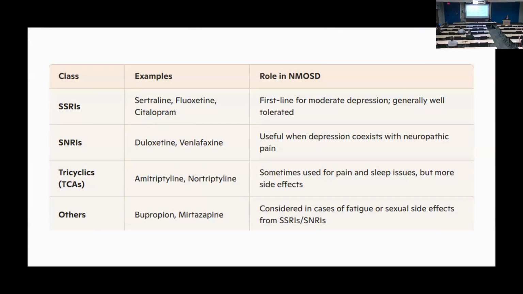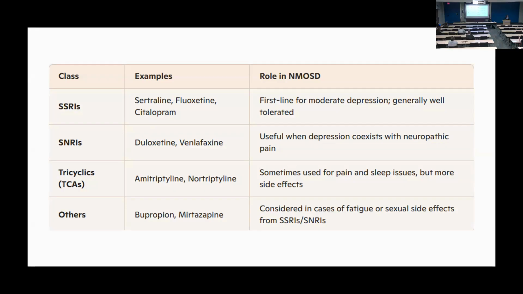Traditional medications, first line are SSRIs: sertraline, Prozac, Celexa. I'm sure you've heard the names. I like sertraline a lot. In low doses, it's really good for anxiety management. In high doses, it's also good for depression management. I think I've had only one person come back with some heartburn issues. Otherwise, it's a well-tolerated medication.